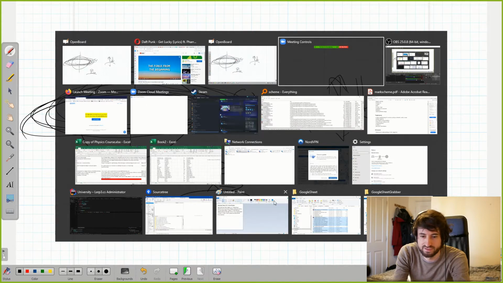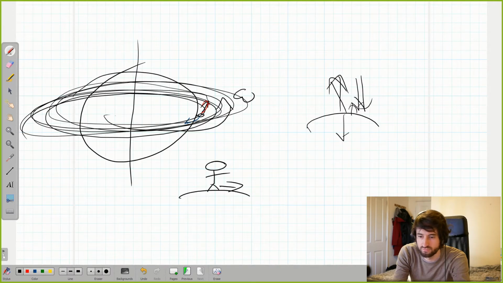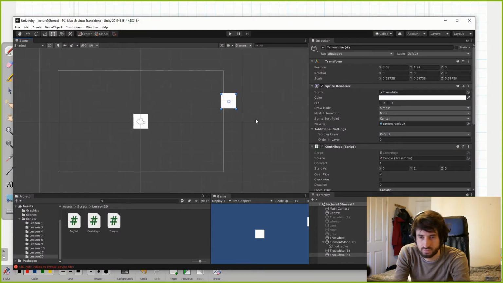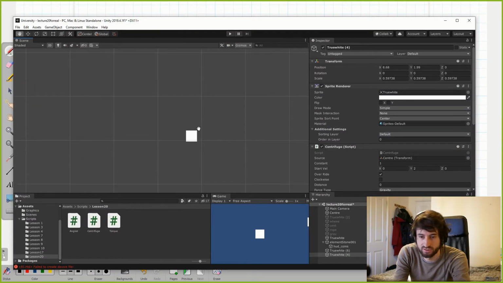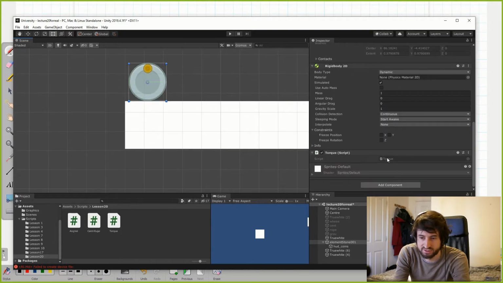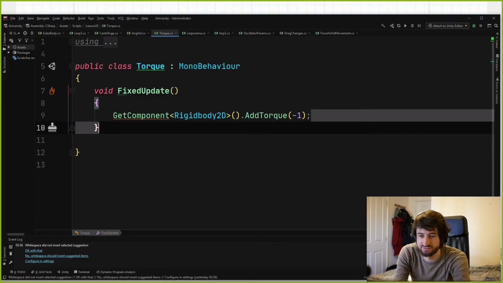An example of this in Unity. Do I have Unity open or not? Yeah, I do. Okay. Luckily, here's one I made earlier. Right, see this thing? We're adding torque to it. Right, so we're adding a negative torque.